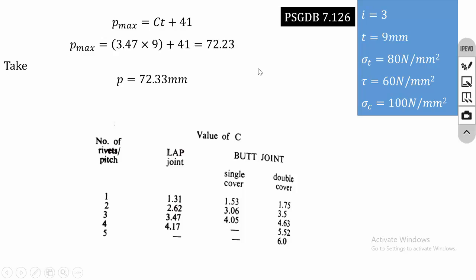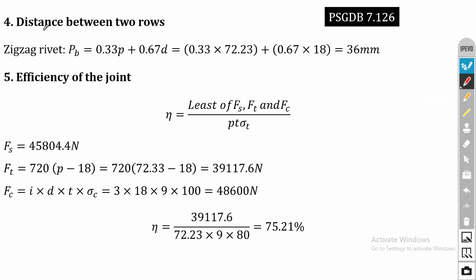Okay. Then after calculating pitch, the next step is the distance between two rows. So here we have two equations, one for chain riveting and another one for zigzag riveting. Since it is zigzag riveting, I have used the second equation. So the last step is efficiency. Calculate Fs, Ft and Fc, and among these three, select the minimum value and calculate the efficiency.